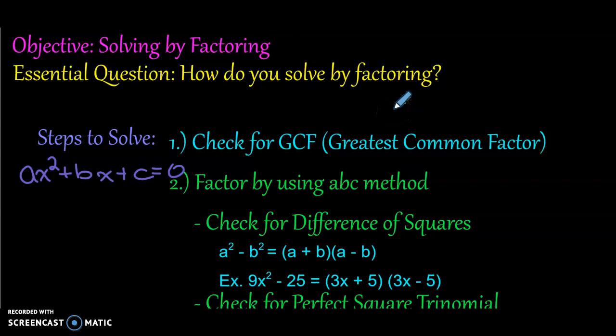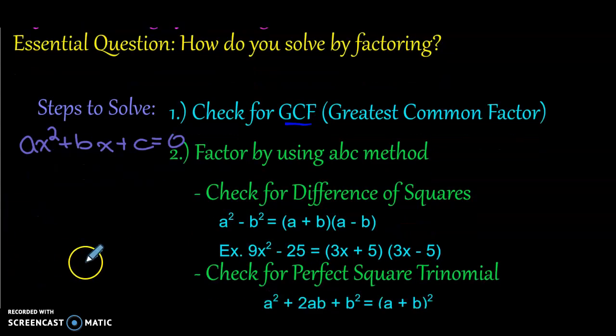Once you check for the GCF, then you're going to factor by using the ABC method, where you make your t-chart, multiply a times c, find factors of a times c whose sum is b. Check for the difference of squares.